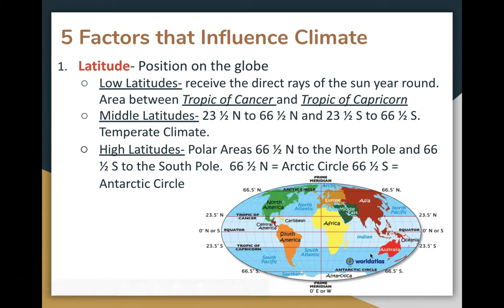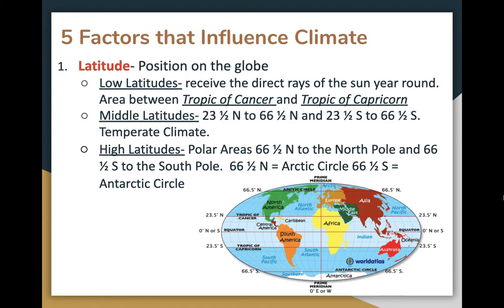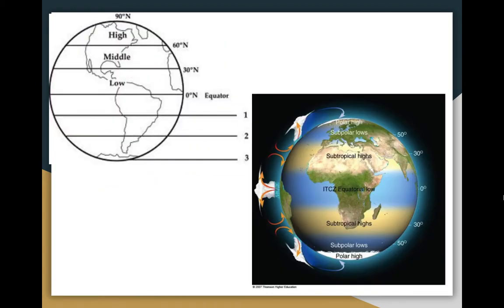And then the high latitudes are the polar areas. So this is anything above the Arctic Circle here, and anything below the Antarctic Circle here. These are the high latitudes, and they are very, very cold. So this shows you, again, the different latitudes. It's going to be much, much warmer in the low latitudes.